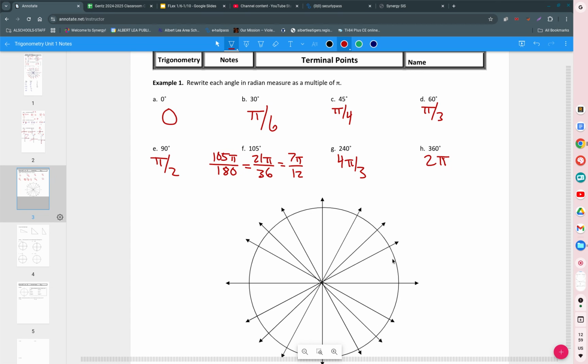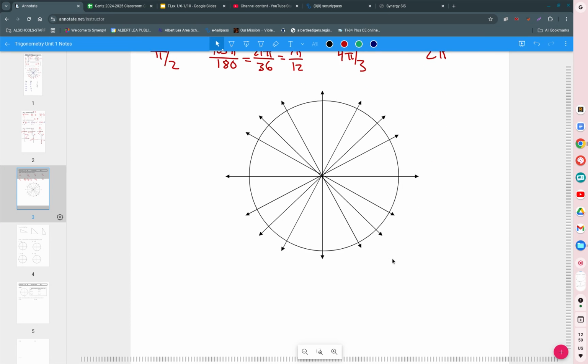So the question is, what do we end up using this for? Well, this is going to lead us into what we call the unit circle. I call it the circle of life. Some people call it the circle of death. I guess it depends on how you look at it.